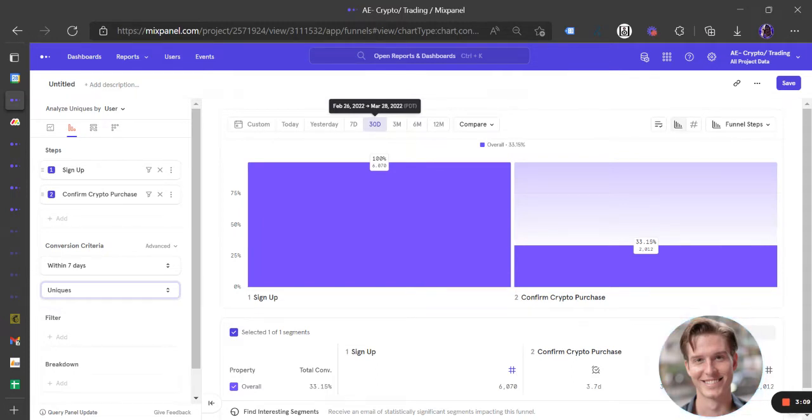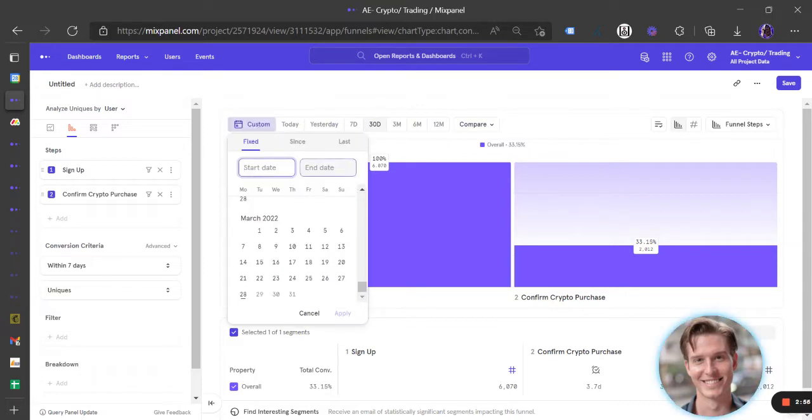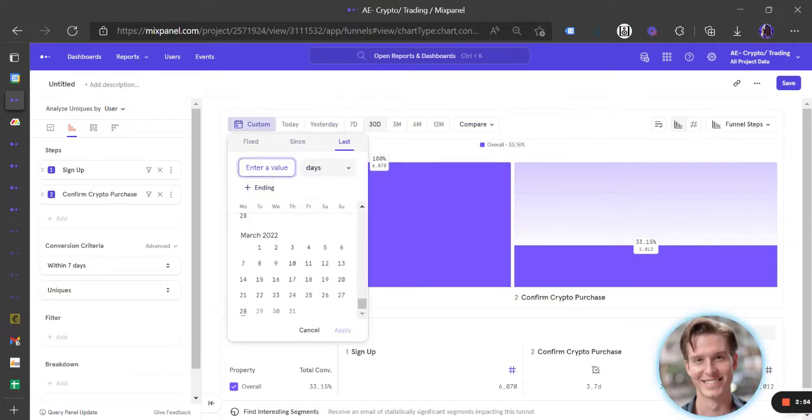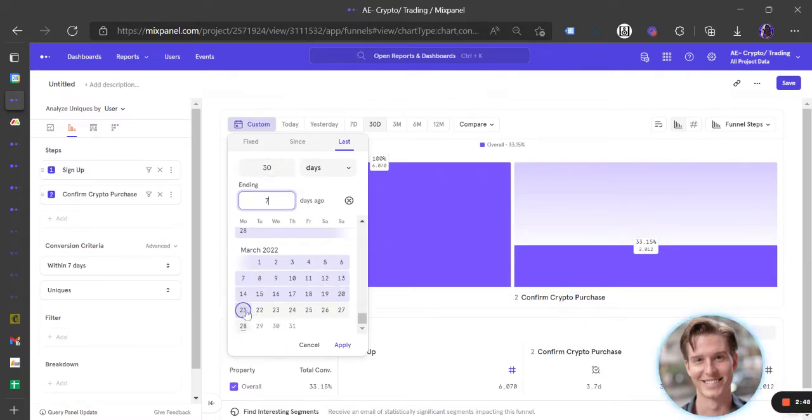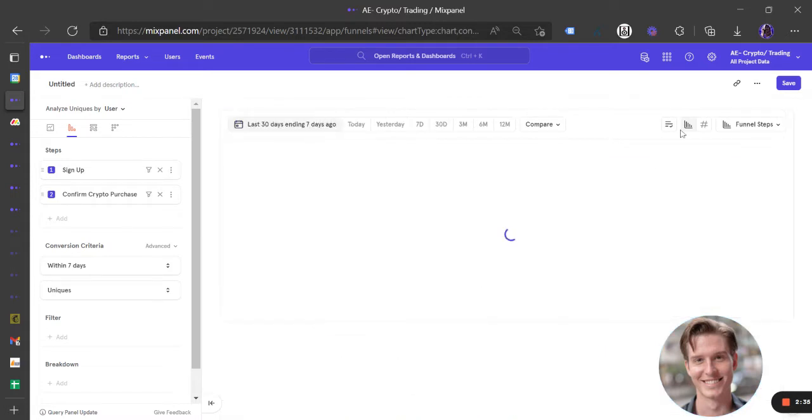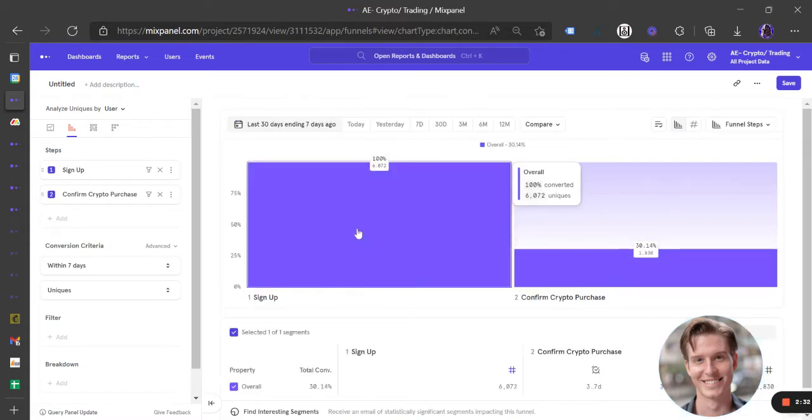March 28th is a bit awkward because if they entered the funnel today, the window isn't really 7 days. It's actually only 1 day. So it's a little bit too strict or weird. I can change this, say, to the last 30 days ending 7 days ago. That way, it at least gives that last piece of the cohort or time frame a fair chance to actually convert, right? They enter on that time and they have 7 days to convert. A little bit of tweak there.